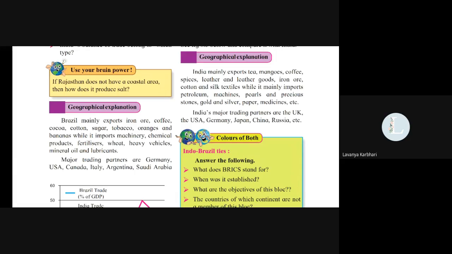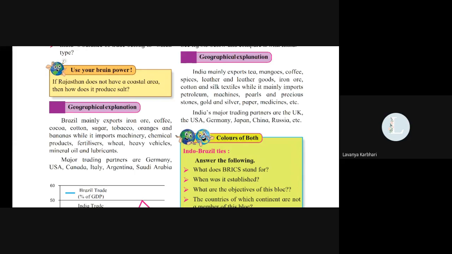ओके, इव्हन लेदर आणि लेदर गुड्स, म्हणजे चामड्याचे पदार्थ किंवा आपण म्हणतो वस्तू. आयर्न ओर, कॉटनचं उत्पादन भारतात चांगलं होतं, सिल्कचं उत्पादन जास्त होतं. या सर्वांपासून बनणारे टेक्सटाईल्स भारत एक्सपोर्ट करतो आणि इम्पोर्ट काय करतो तर, we already know we have very less stores of petroleum or mineral oil. That's why we need to import the petroleum products.